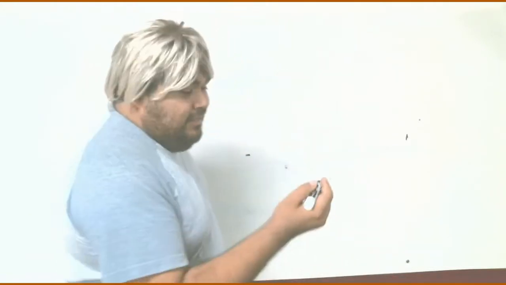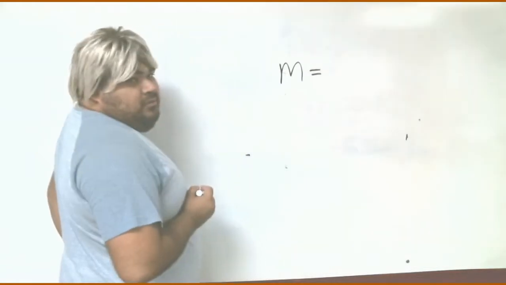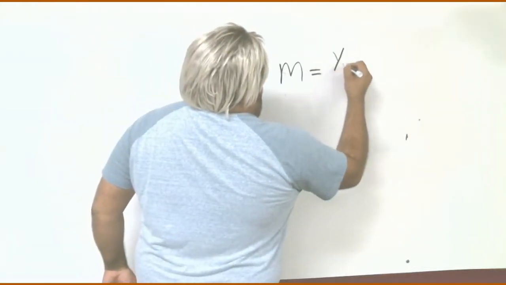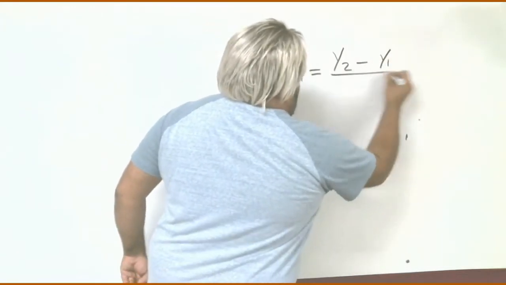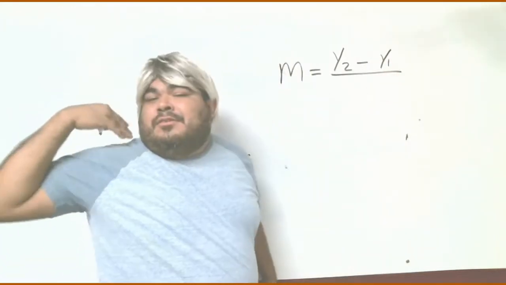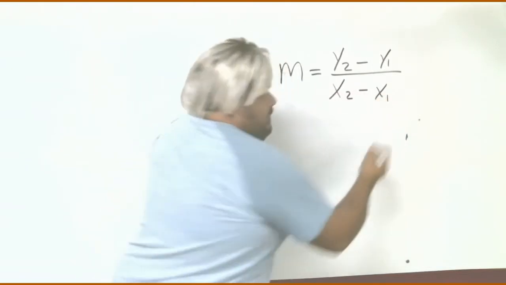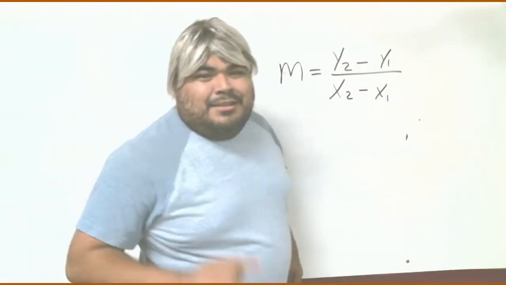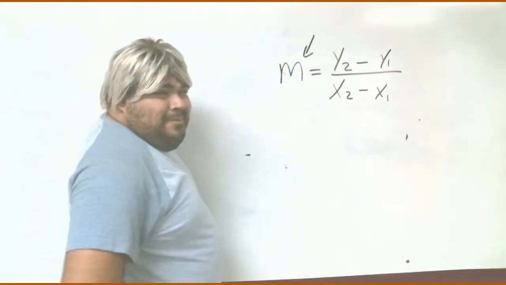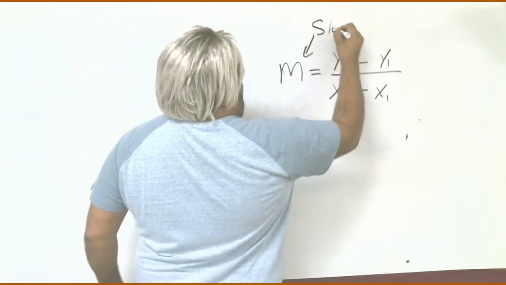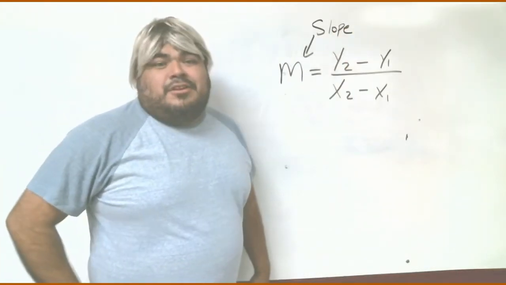The equation is m equals y2 minus y1 over x2 minus x1. Okay? So make sure that you know that the m is your slope. Now that we know that, we can start on the concept for today.